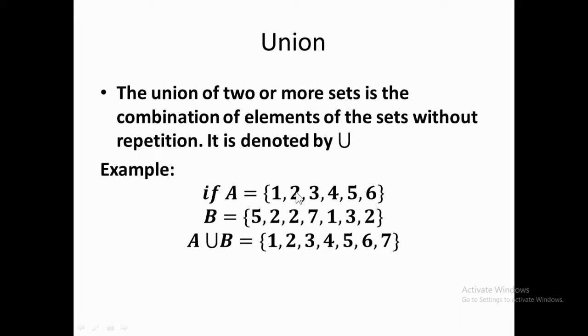If I have set A having elements 1 to 6, and set B having elements 5, 2, 7, 1, 3, 2, and I'm to find A union B, that means I'm to combine the elements of set A and set B without repetition. You can see you have 2 here, 2 here, and 2 here again. So you don't need to repeat 2 again, just write 2 once. So you combine the elements of A and B together without repetition. That means you have 1, 2, 3, 4, 5, 6, 7 as A union B.